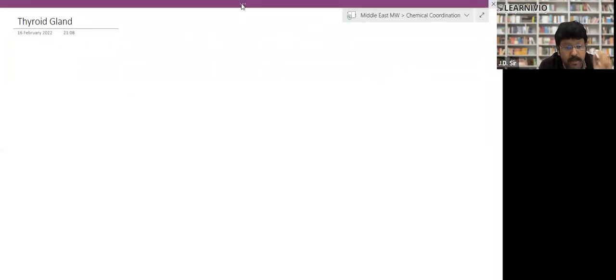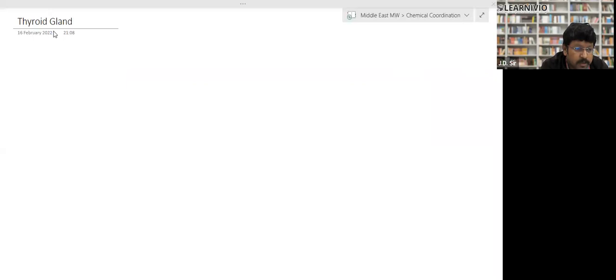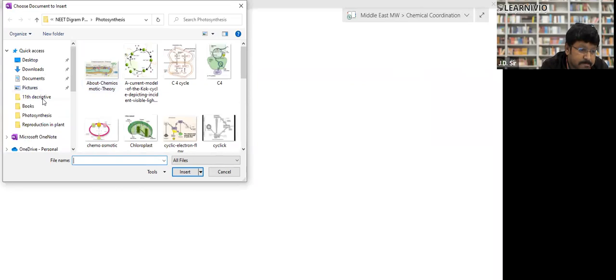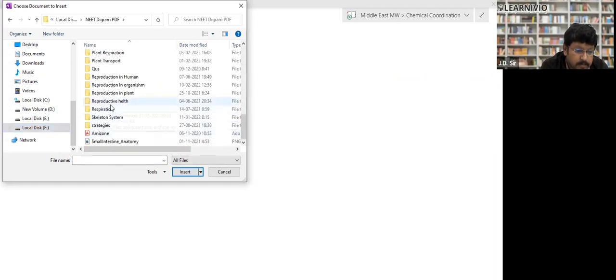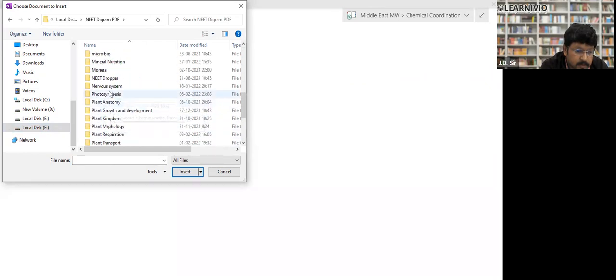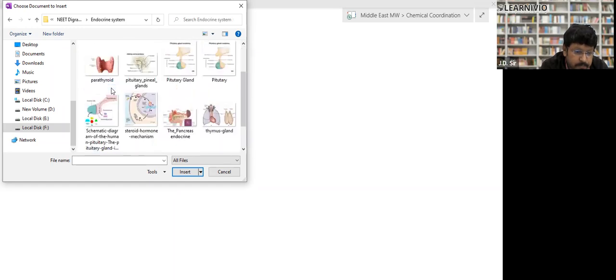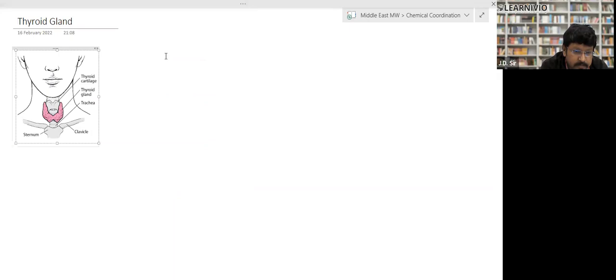This is one of the most important glands of our body, which controls the metabolic functions of our body. It is responsible for maintaining the immunity of our body and reproduction. Endocrine. Thyroid gland. Yes, this is actually the thyroid gland.